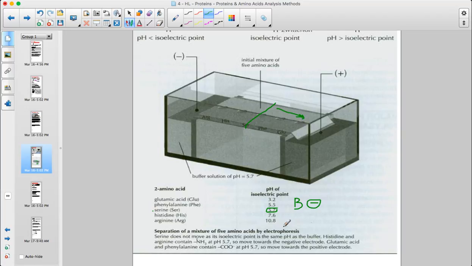And for these ones here, since the pH 5.7 is lower than their isoelectric points, that means that for them this is an acidic environment, which is going to cause them to become protonated and give them an overall positive charge. So they're going to move towards the negative electrode. And again, how far they move is going to depend on their mass and their exact charge, whether it's 1 plus or 2 plus.